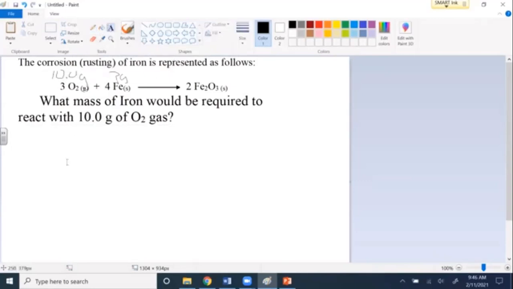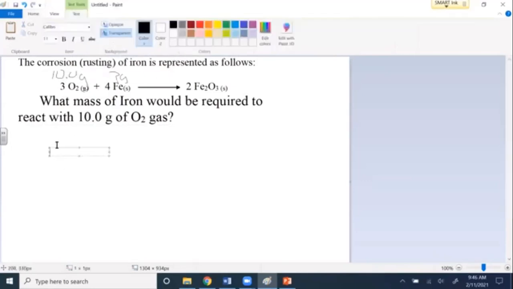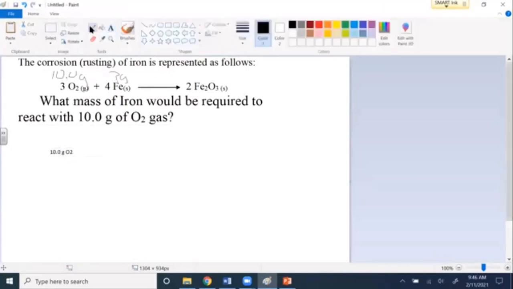So my first step always to do is have a balanced chemical equation. Have a balanced chemical equation, and I do that, and I'm going to take what I know and put it over 1. Okay, so I know that I have 10.0 grams of O2, so I'm going to put that over 1. That's my first step in any conversion problem, is to take what I know and put it over 1. Now that is my mass known box.